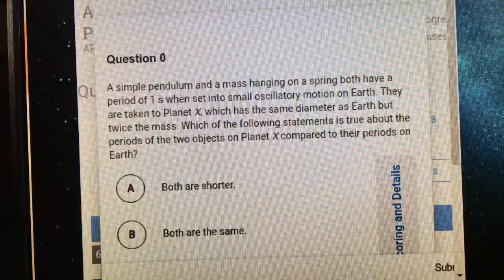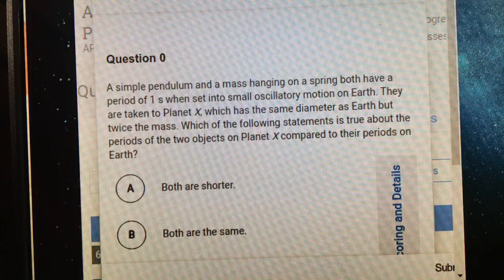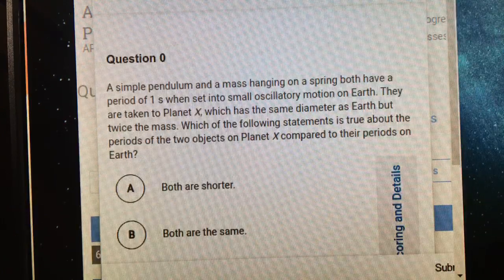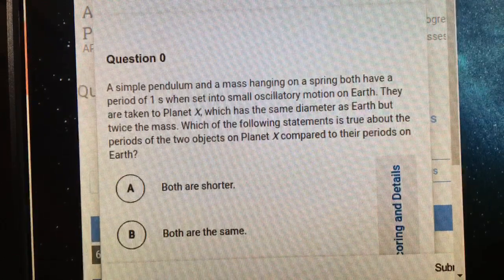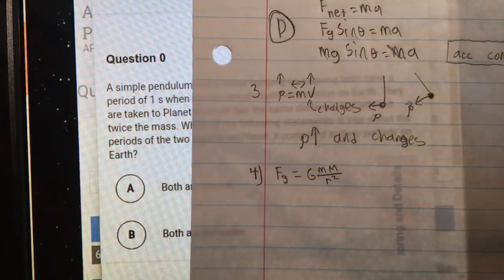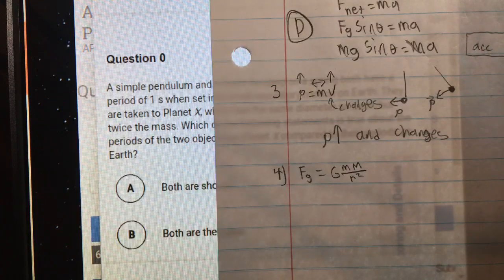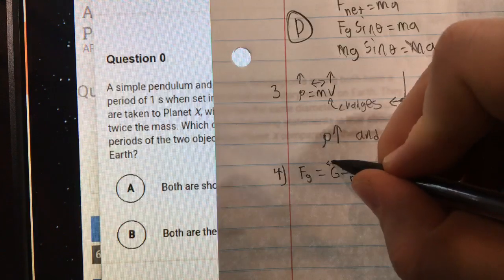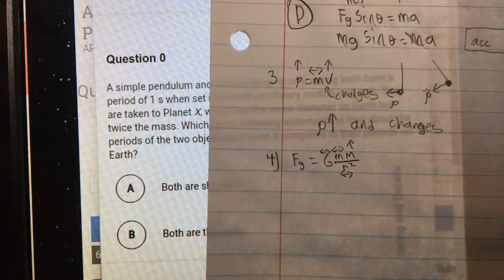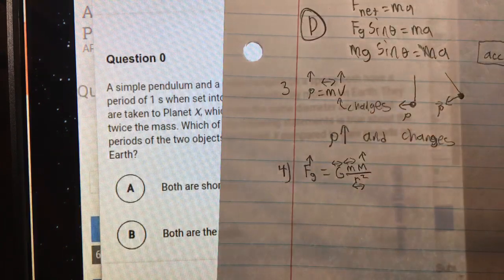All right, so we're put on planet X, same diameter, but twice the mass. So what are we changing? All right, so force of gravity: gravitational constant, times mass of the object, mass of the planet, divided by radius squared. So G is a constant. I didn't change the mass of the object. I didn't change the radius, how far we are from the center of the planet, but the mass of the planet did increase. So if I have a bigger force of gravity, my acceleration will change.